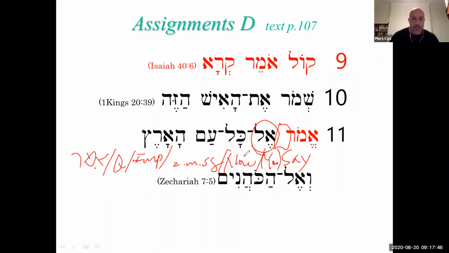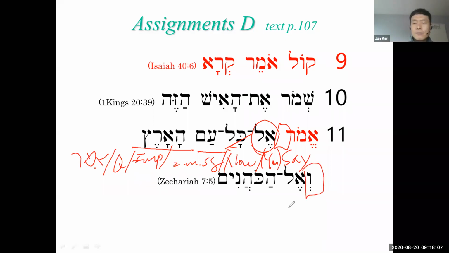to all the people. Say that to all the people of the land. So it would say to all the people of the land. All right. Good job. And say to all the people of the land, and to the priests. This is the plural form of this one, kohanim.